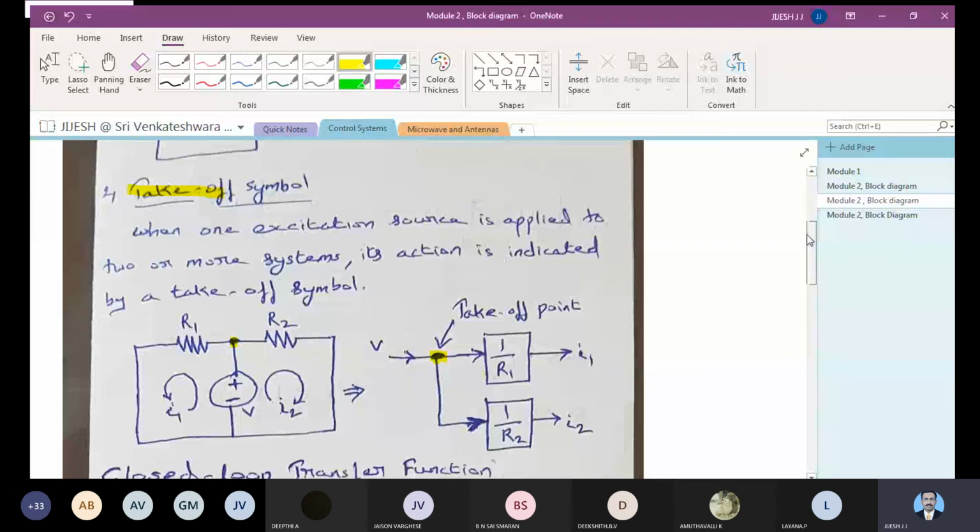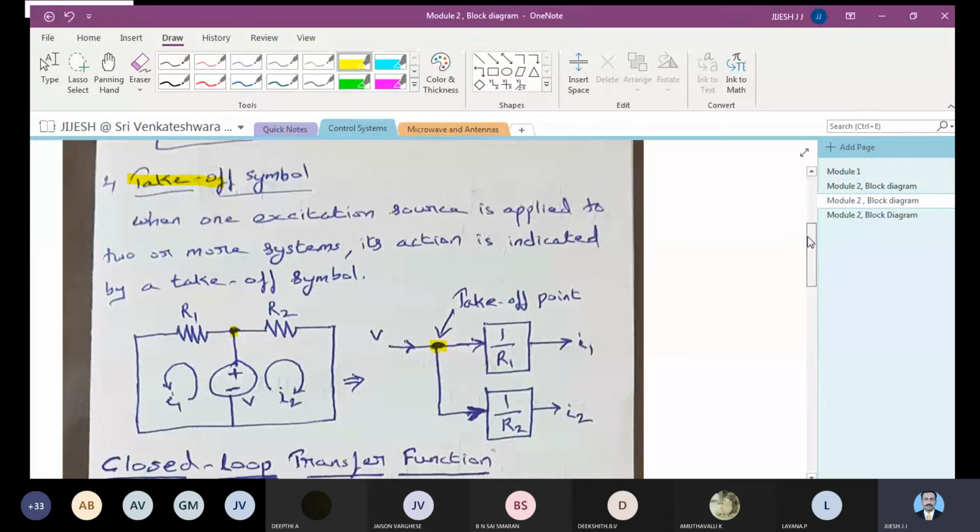So these are two notations which you have to understand: summing point and takeoff point. Once you are clear with the summing point and takeoff point, then we will understand how the summing point has to be shifted further and the takeoff point can be moved here and there as per your requirement. Is that clear for all of you? Is that clear for you? See, summing point and takeoff point, is that clear for you?